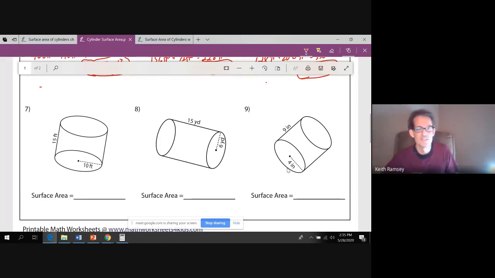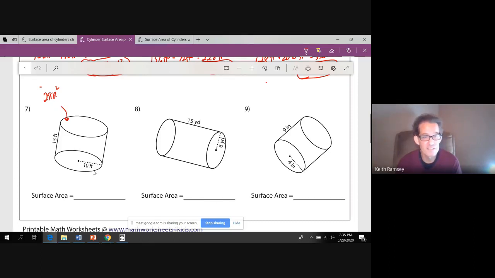Okay, hopefully you had a minute to look at 7, 8, and 9. Remember, I think that you'd really benefit if you have a calculator for these. Surface area of a cylinder. So for the bases, it's 2 times pi r squared. You're multiplying it by 2 because there's a top and a bottom.